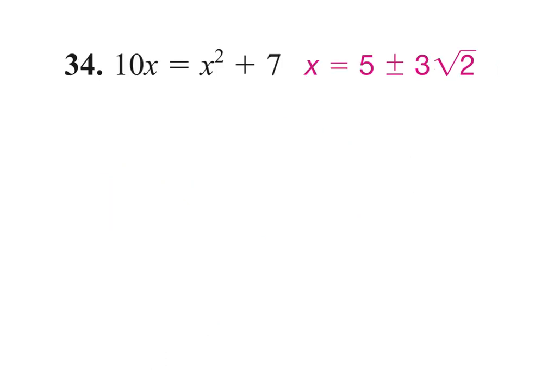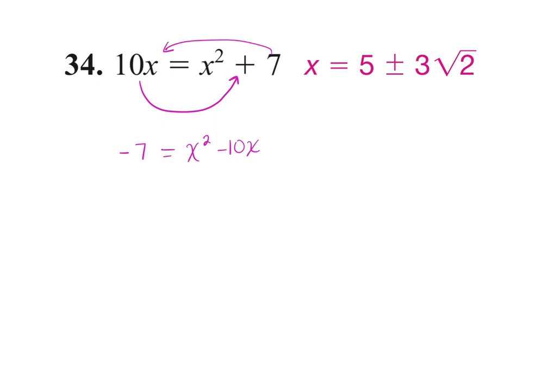All right, same concept here. I would actually move it all to the right. So I would keep my x squared positive. So I would move the 10x over here and the 7 over here, right? Because I want to keep that x squared positive if at all possible. So when I subtract the 10x over, I have x squared minus 10x on this side. And when I subtract the 7 to the other side, I have it like that.